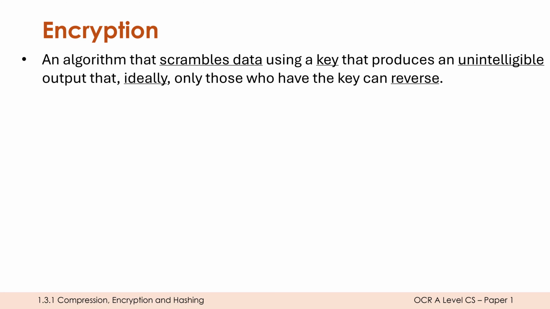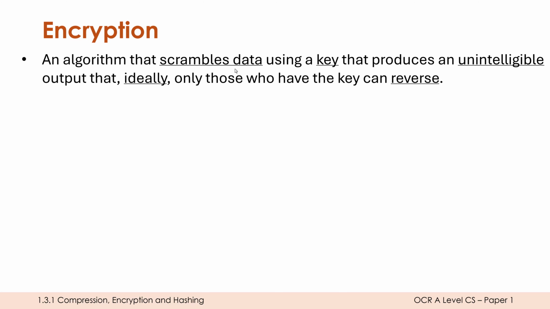Encryption uses an algorithm that scrambles data using a key that produces an unintelligible output that, ideally, only those who have the key can reverse. Now, it doesn't trip off the tongue, that definition, let's be honest, but that hopefully covers all of our key areas, and I've underlined the bits which I think are really important here.